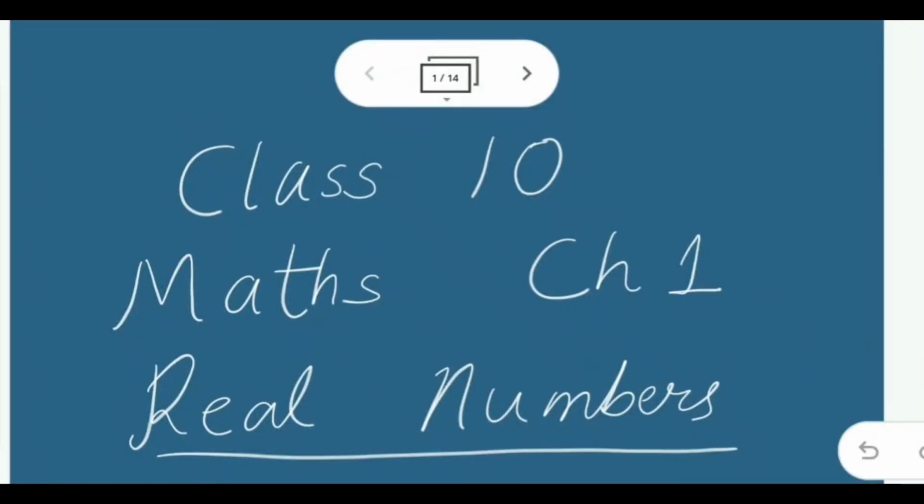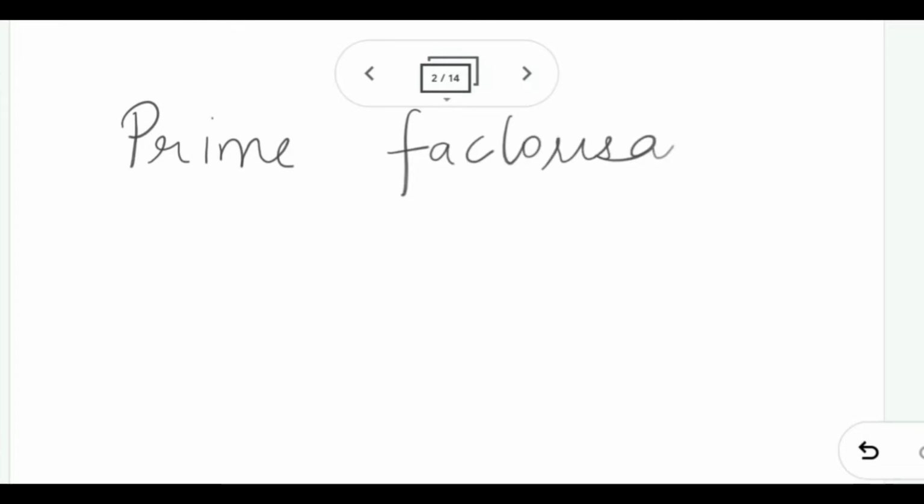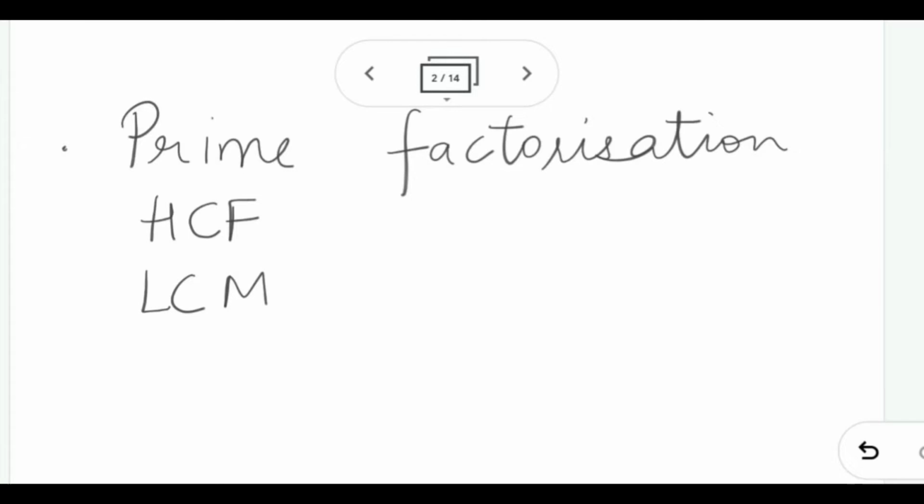Hello students, today we are going to discuss chapter 1, real numbers. In this chapter we are going to discuss prime factorization of numbers. So our first topic will be prime factorization. Then we will find HCF and LCM of given numbers. This will be our second topic.